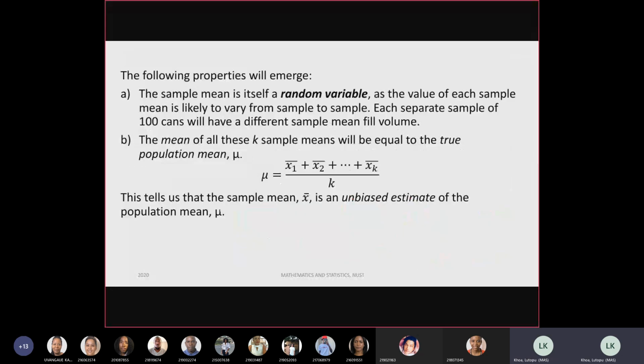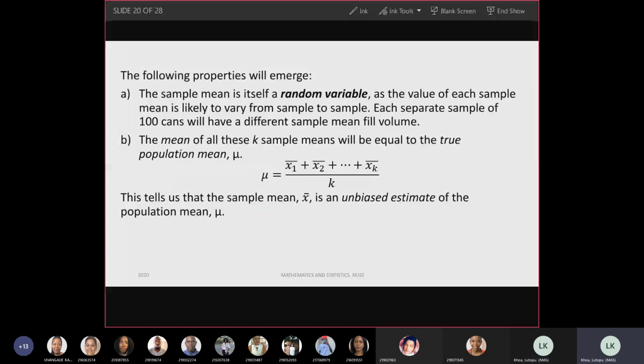Okay, so this is basically what I was saying. You take all the individual averages: the first average, the second one, and that one over there. Then you add them together and divide by k, because there are k samples. We say that this is an unbiased estimate of the population mean, because there is very little difference between the average of the averages and the actual average in the population.